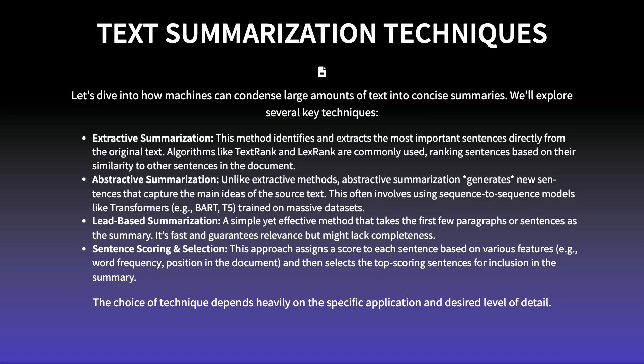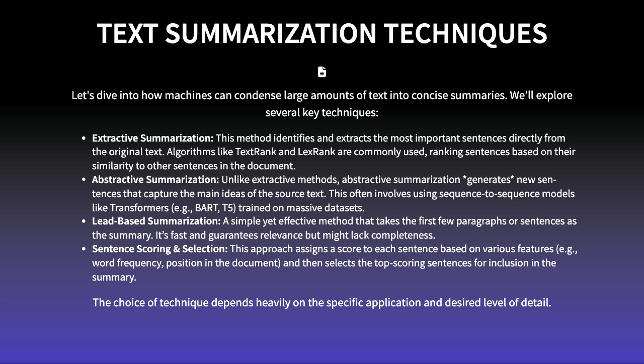Okay, let's talk about summarizing text. How do we get the gist of something really long without having to read every single word? There are a few different ways computers can do this. One approach is extractive summarization, where it basically picks out the most important sentences directly from the original document and throws them together. Think of it like highlighting key passages.